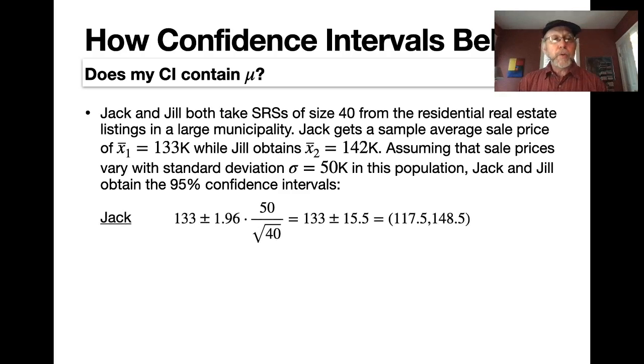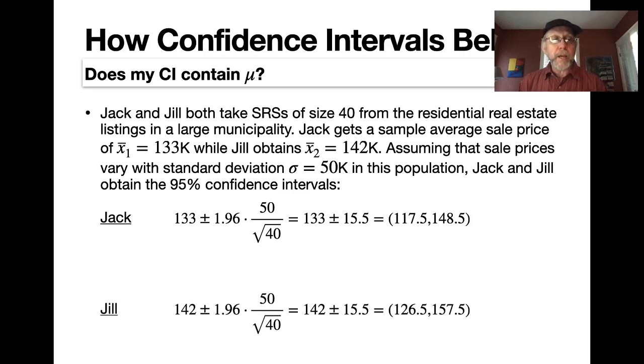So Jack computes a 95% confidence interval, and it turns out to be his $133,000 mean sale price plus or minus a margin of error of $15,500. So Jack's 95% confidence interval goes from $117,500 up to $148,500.